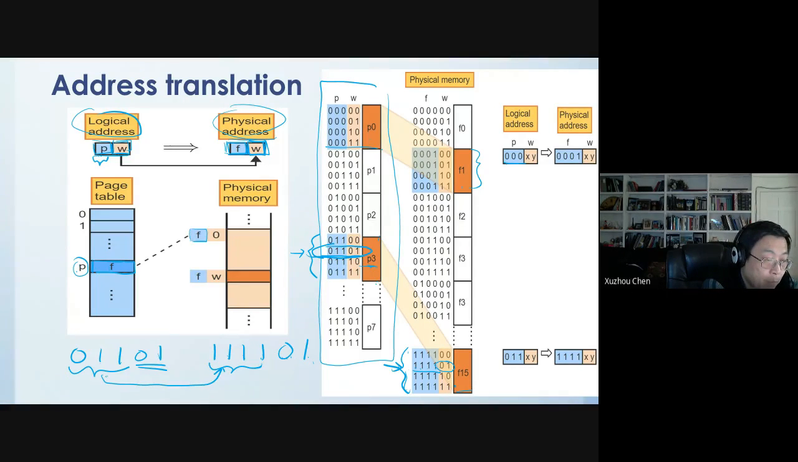And then for page number 1, I just find the frame number 3 is available. So I load page number 1 into frame number 3. Now that loading doesn't have to be the same, because this time when I run this program, I load page number 0 to frame number 1. Next time when I run the same program, it may not be loaded into the same frame. Could be a different frame, depending on which frame is available. Then I can load it. So that's the real beauty of this paging.